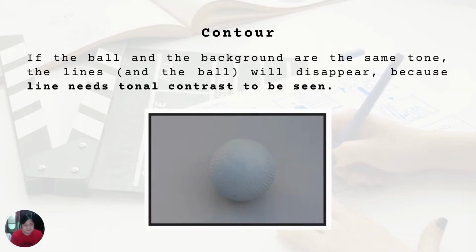If the ball and the background are the same tone, as you see in the image in front of you, the lines and the ball will somewhat disappear because lines need tonal contrast to be seen.